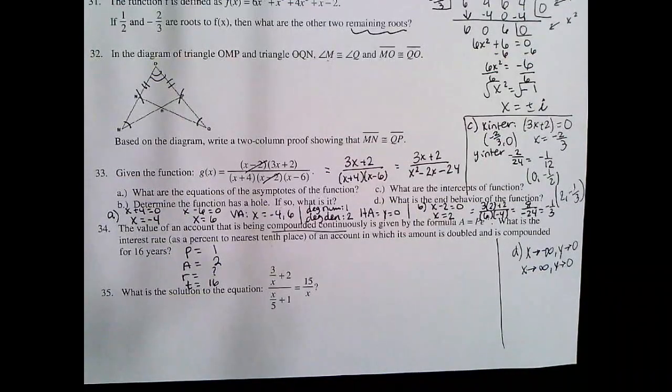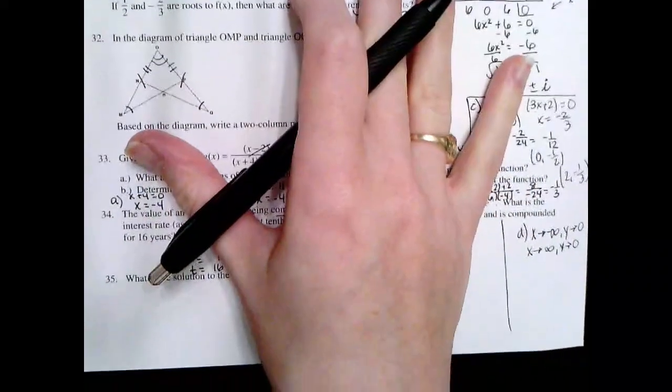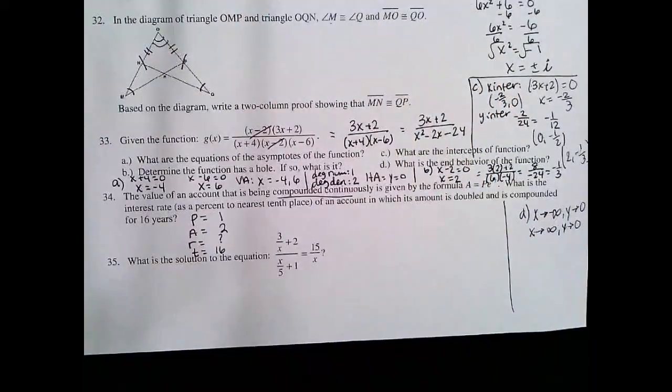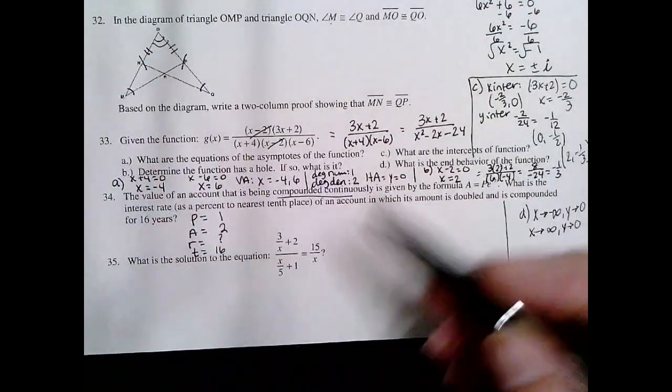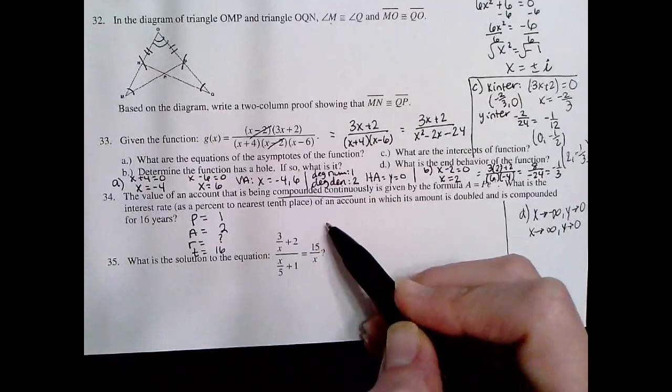All right, last one. What is the solution to the equation? 3 divided by x plus 2 divided by x, all divided by 5 plus 1, equals 15 over x. Whew, a lot going on here. All right, so since this is a proportion technically, we could cross multiply.